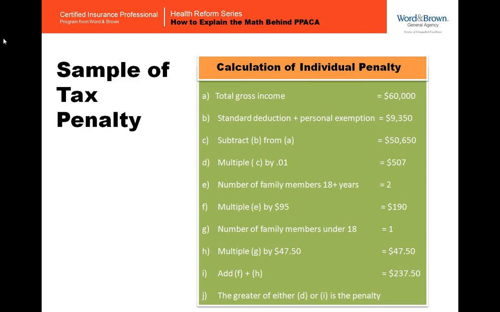Or he could pay the flat tax. In that case, under E, he's going to be asked, how many adults do you have in the house, basically 18 or over? In this case, it's him and his wife. The flat tax starts off at $95 for the first year, or $190 for the two of them. He has one baby under 18, and the flat tax for the child the first year is going to be $47.50. The $47.50 and the $190 are added together for $237.50. But on his taxes, he will pay the greater of the two. In this case, he'll pay the tax of $507.